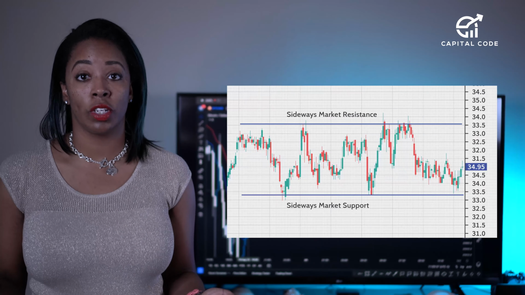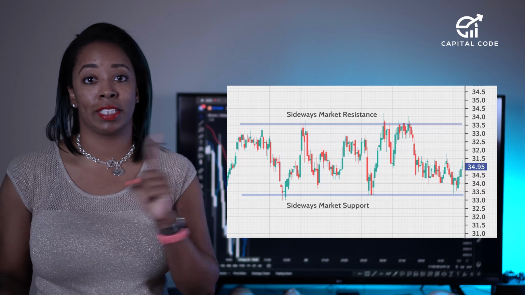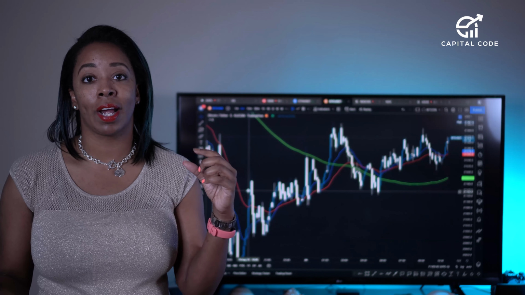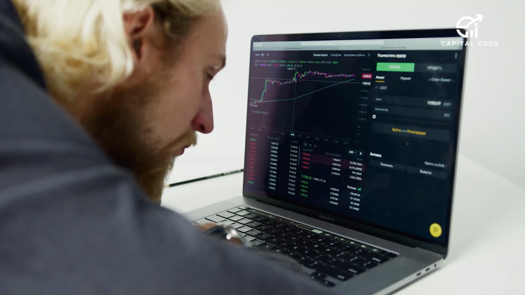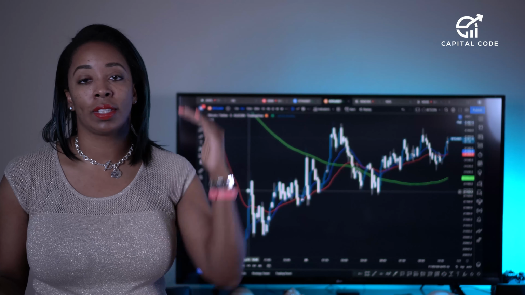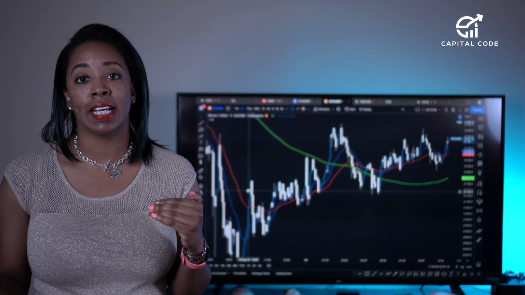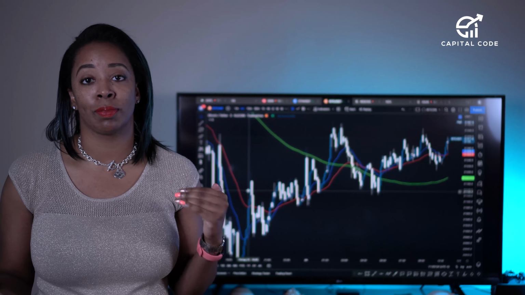And then another trend you may see is sideways movement. So basically it's the price bouncing between two different ranges. So it'll have a high and it'll have a low. And if you look on a chart, it'll be very obvious what this high and low is. And that is known as sideways movement.